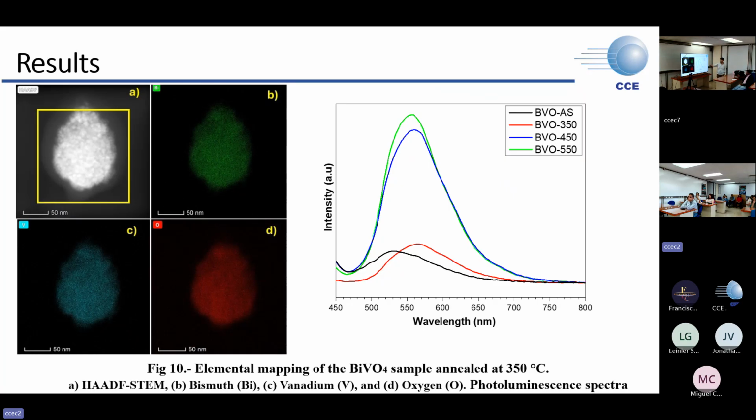Once we anneal, as we increase the temperature, the signal increases. So it means that we have less transfer properties of this compound. So at the end, we only work with the best one, the red one, that is related to this temperature.